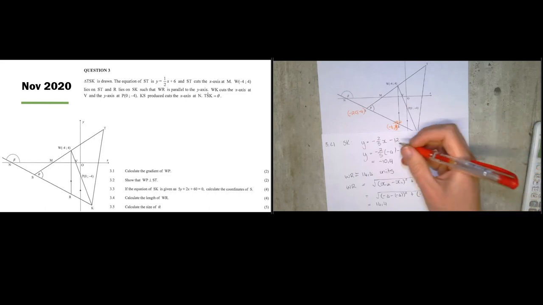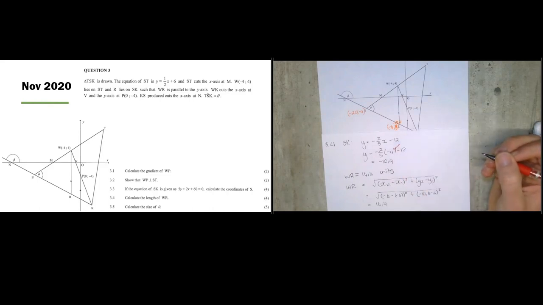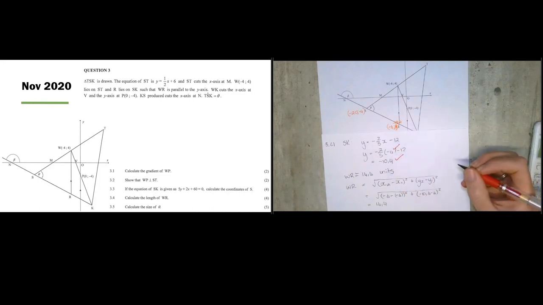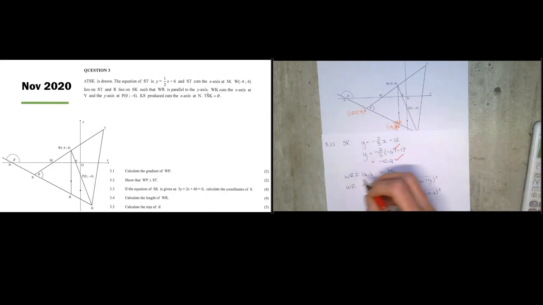Okay, this was also a 4-mark question. So where did the 4 marks go? It was a mark for substituting negative 4 into SK's equation, and then a mark for calculating the negative 10.4 of y. Then, if you just read it off by seeing it, you would have gotten both marks there. Otherwise, you would have received a mark for substituting into the distance formula and a mark for getting to the final answer. Question 3.5.